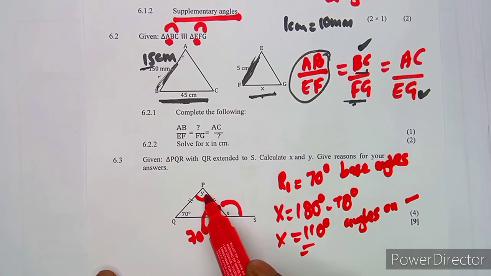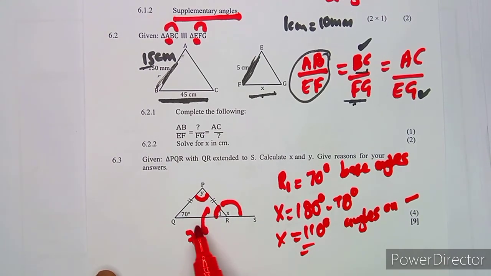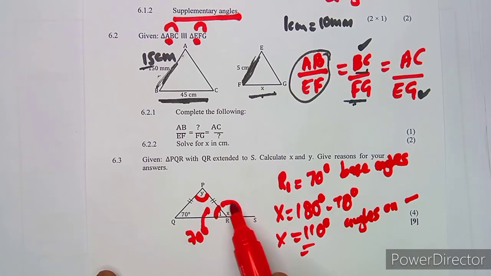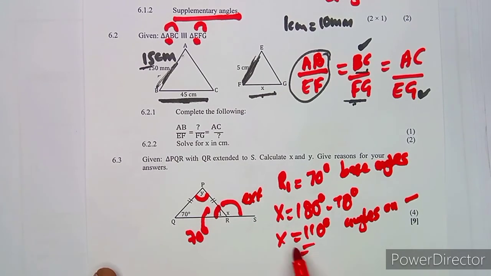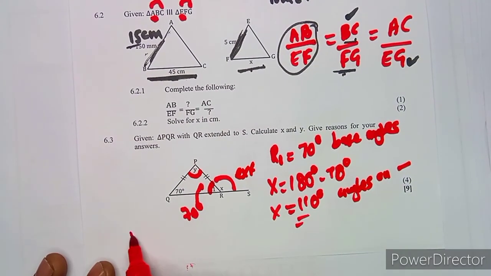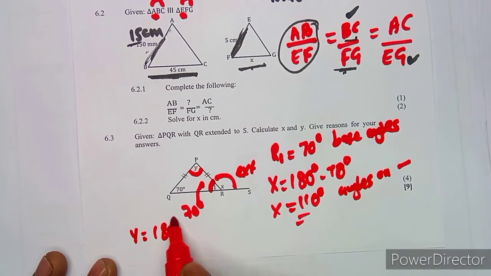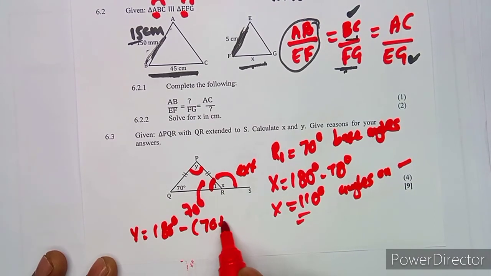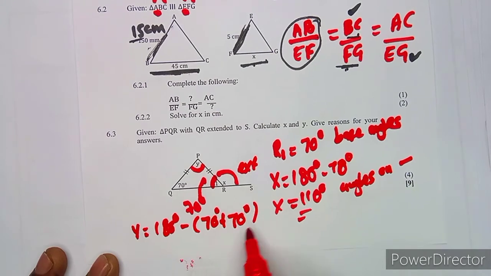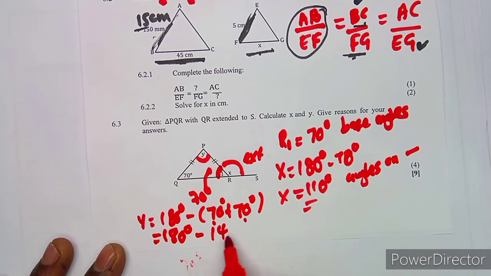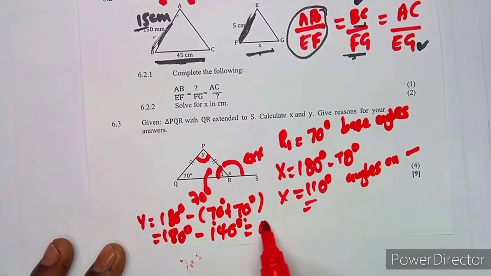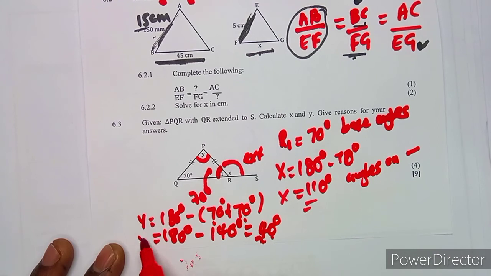What about Y there? So Y, you can use so many concepts: angles in a triangle, or the concept of the exterior angle, which is equal to the sum of the opposite interior angles. So it's just 110 minus 70, or you can apply that Y is equivalent to 180 minus 70 plus 70. Why? Angles in a triangle. So it's going to be 180 minus 70 plus 70, which is actually 140. So this is going to be 40 degrees. So that is going to be the angle Y there.